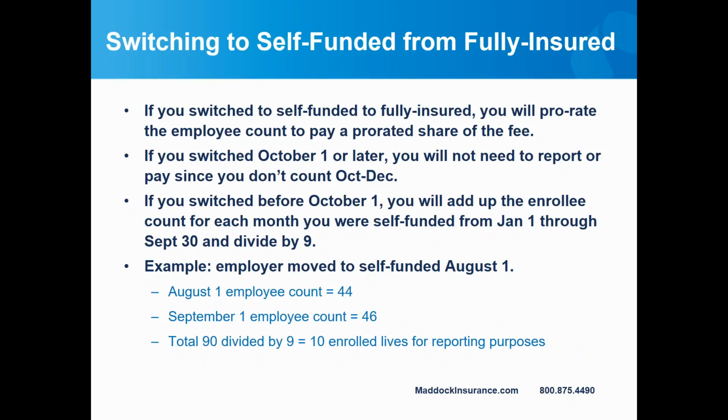So what you do is you add up the enrollee count for each month you were self-insured from January 1 through September 30th, and you divide by 9. For an employer that went self-funded August 1st, they would just look at those 2 months, 44 in August 1 and 46 in September 1, and then divide it by 9, because you get to prorate it over the whole 9 months. So this group is only going to have to pay for 10 enrolled lives instead of the actual average of 45 that they have, because they're not going to have to pay for the entire year.